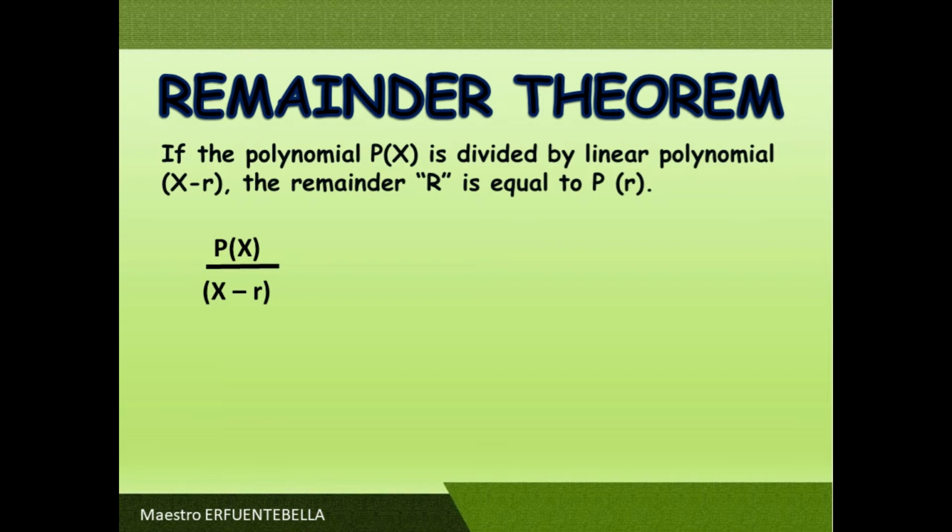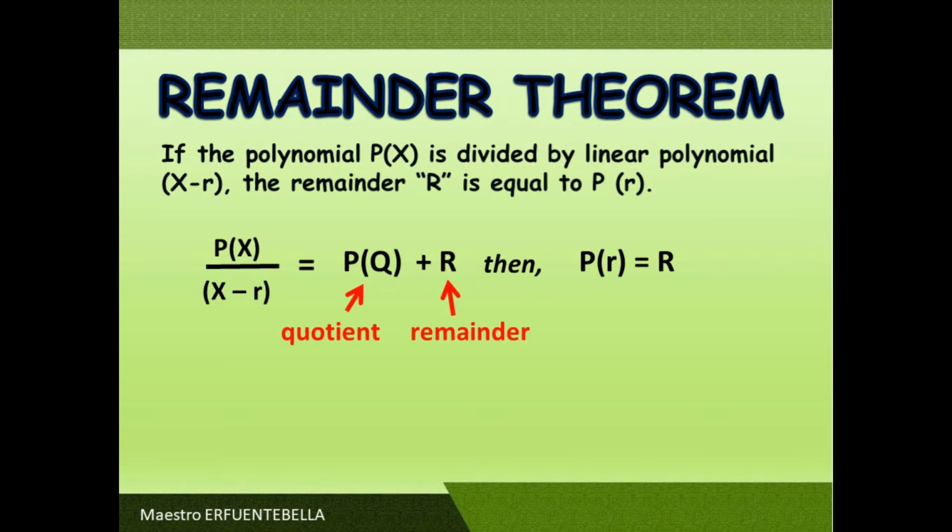So if we're going to write the notation of that definition of remainder theorem, so meron tayong p of x divided by x minus r is equal to p of q plus r. Then p of r equals to the remainder R, where the p of q is the quotient and the big letter R is the remainder.